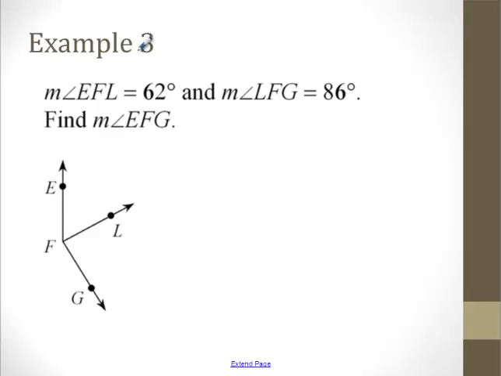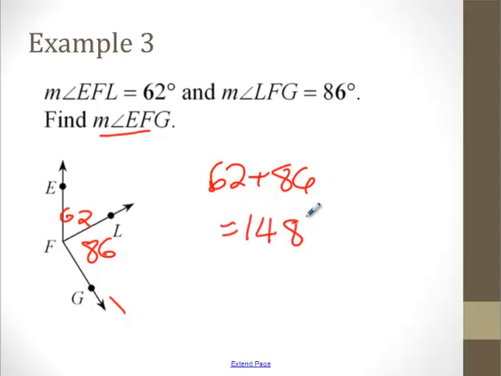Alright, let's start throwing in some numbers. Angle EFL, 62 degrees. Angle LFG is 86 degrees. I need to find angle EFG. Well, EFG is the entire thing. So, 62 plus 86, add them up, you got 148 degrees.